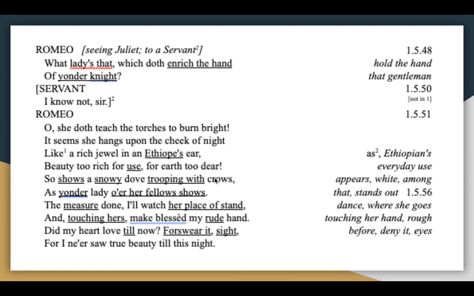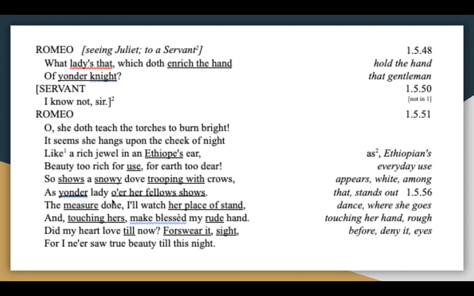And again, I'm having flashbacks now to Act 1, Scene 1, where Benvolio says, now I want you also to think Rosaline is at this party. And Benvolio says, I'll make you think that Rosaline is a crow compared to other women. And this is exactly what's happened now. Romeo is saying, Juliet is a snowy dove in the middle of these crows. So Benvolio was right. "As yonder lady o'er her fellows shows." So she stands out amongst the others again.